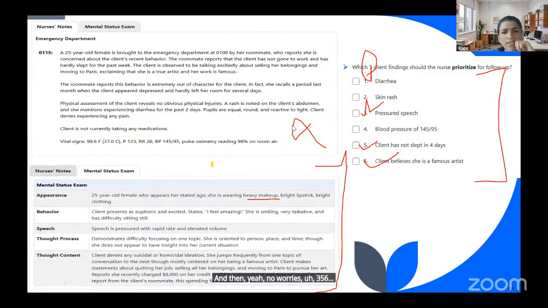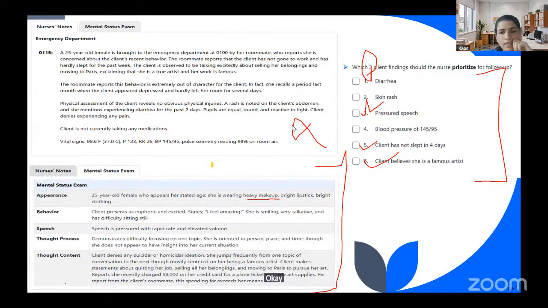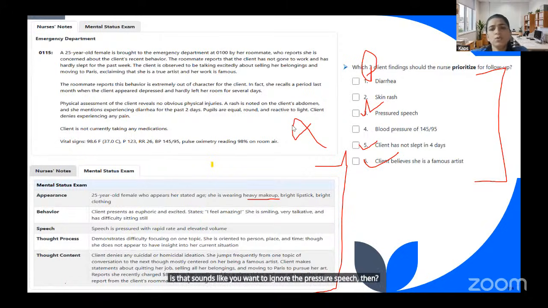3, 5, 6. Perfect. For the rest of the students, what do you think? What's the answer? Okay, try your best to participate, because if you're not going to participate, you're not going to learn, right? Okay, I can see some answers now. 3, 5, 6. For Noman, the answer is 1, 4, and 6. So when you say diarrhea and blood pressure, Noman, can you ignore the pressurized speech? Is that something that can wait?